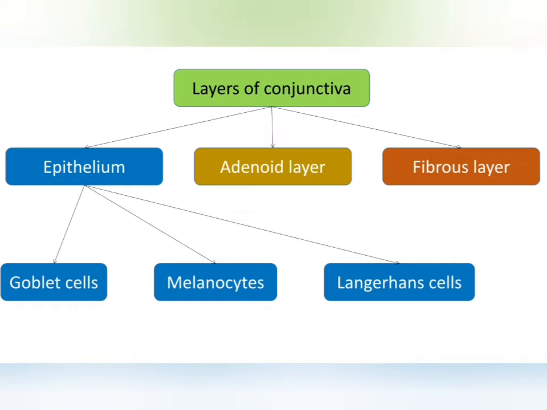So conjunctiva has three layers: epithelium, adenoid layer, and fibrous layer. Epithelium has three parts: goblet cell, melanocyte, Langerhans cell. Epithelium is the outermost layer of the conjunctiva. Here the keratinized squamous epithelium of the epidermis transforms into non-keratinized squamous epithelium, and the morphology of this epithelium varies from region to region.